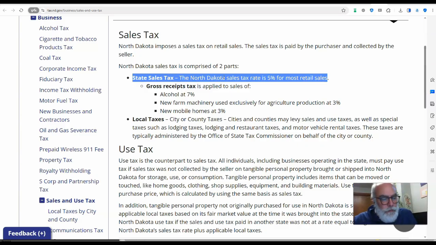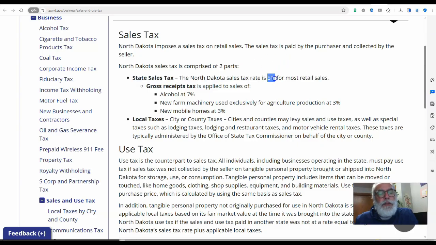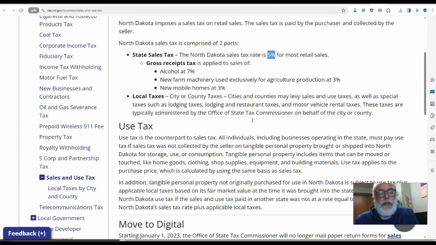Now, if that's going on to some other customer, then there's a possibility that they are exempt from the sales tax on that, because they're simply going to carry it on to their customer. And so they'll charge the sales tax accordingly. Ask your accountant. Now, the fact is, it's 5%, except for alcohol, farm machinery, and mobile homes, right? So it's pretty straightforward here in North Dakota.